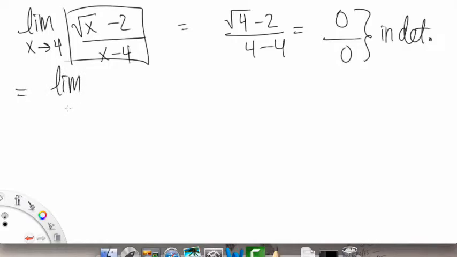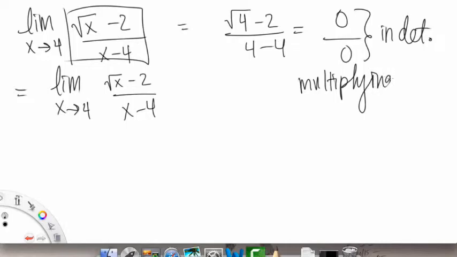So this is the limit as x goes to 4 of, and I'll rewrite it here. The process that I'm going to do now is called multiplying by the conjugate, okay? So I'll just write a little note: multiplying by conjugate.